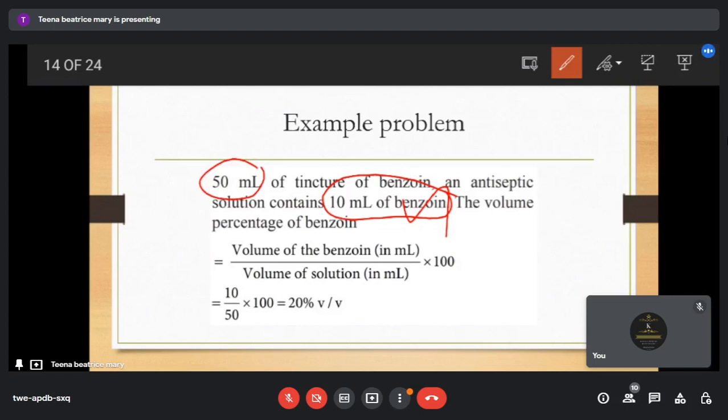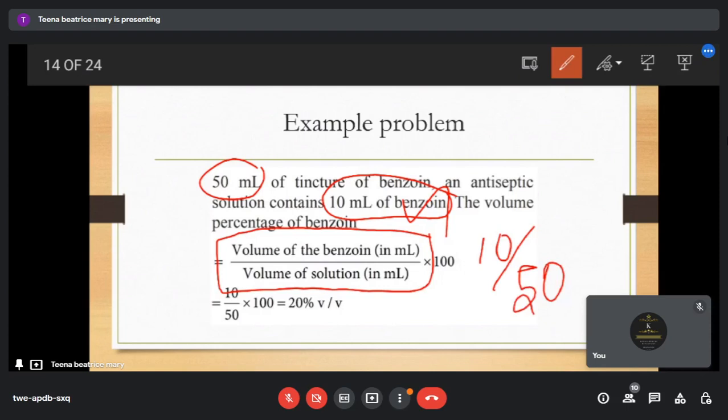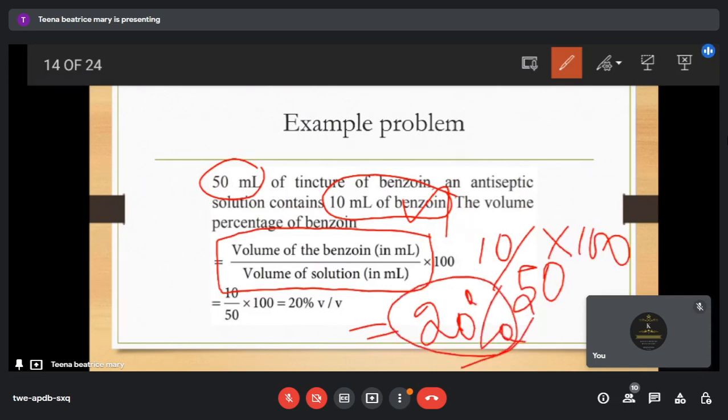Again in ml, we take the volume of benzoin divided by the volume of solution. It is given directly here. So 10 divided by 50 into 100. When you calculate, 20% benzoin is mixed in it. Clear? Students, am I audible? Yes, ma'am. Clear, ma'am.